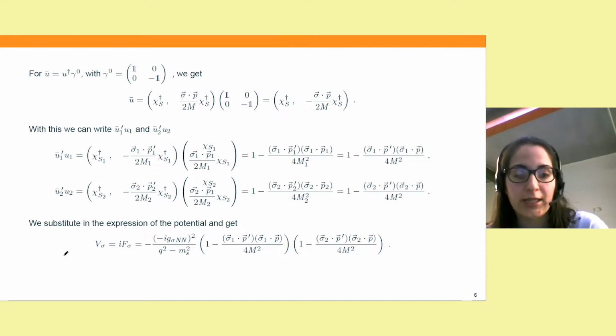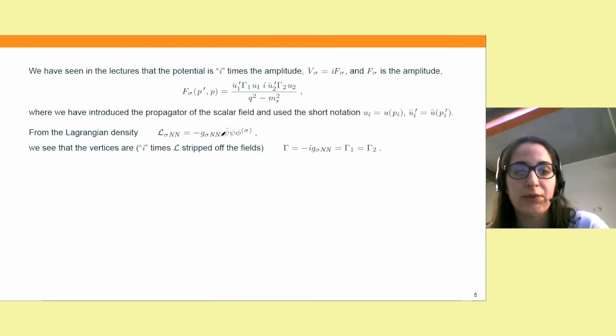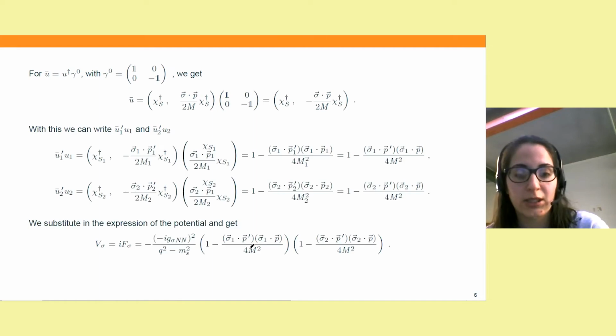Next, what do we do next? So we substitute this in the expression of the potential, no? We have seen before that we have one vertex, the propagator, and the second vertex. So we have calculated these two parts here, so we just substitute it. And what do we get?